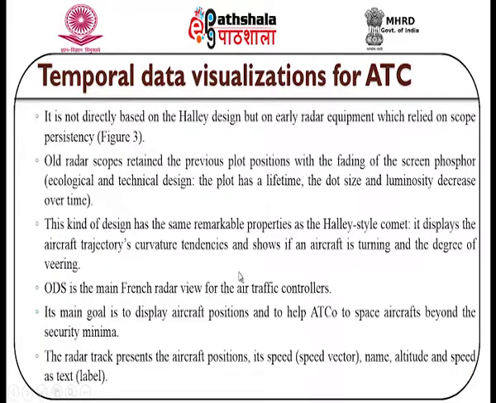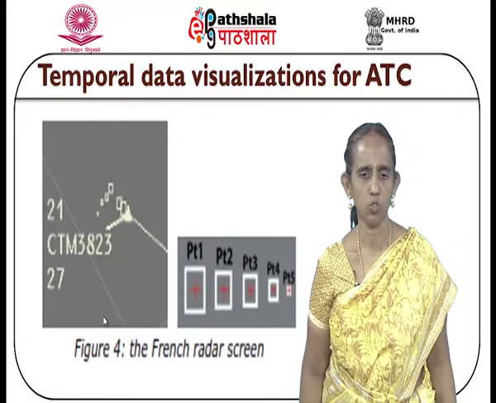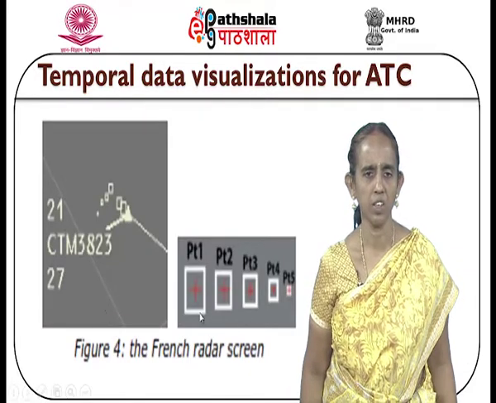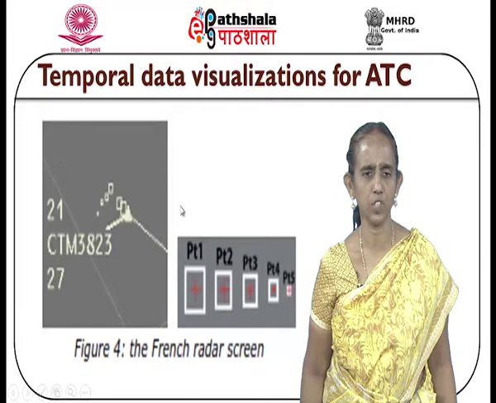The ODS is a main French radar view for the air traffic controllers, and its main goal is to display the aircraft position and to help the air traffic controllers to space the aircraft beyond the security minimum. The radar track also represents the air traffic's position, speed, the name, altitude, and the speed of text. So this is a French radar screen which also shows that kind of visualization.